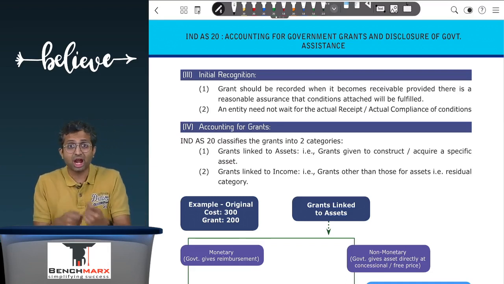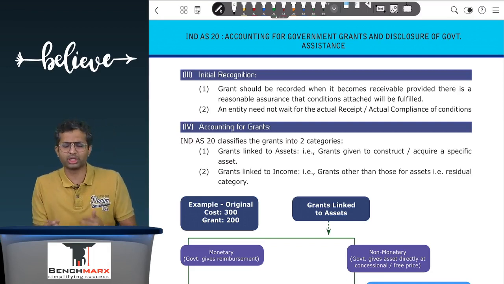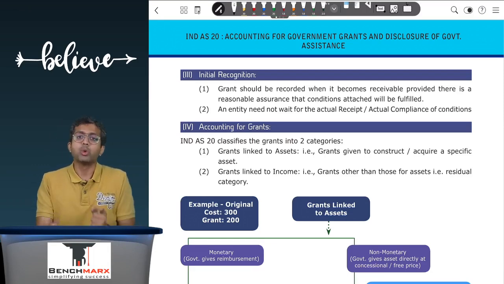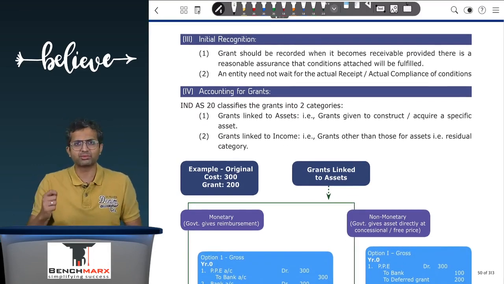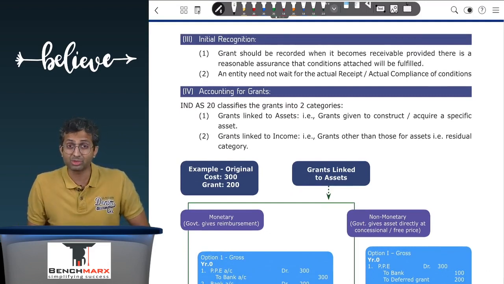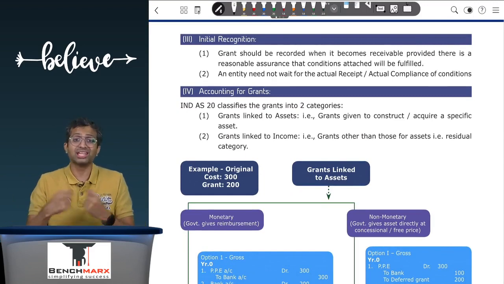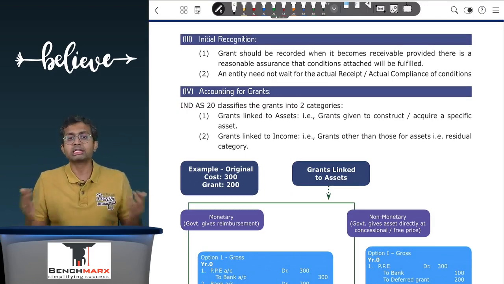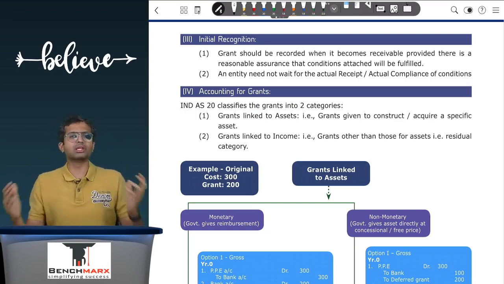So if it's a grant which is linked to the acquisition of an asset, which can be either a monetary grant or a non-monetary grant, like there may be an asset worth 300 rupees where the government gives you a grant of 200 rupees in the form of a reimbursement. So you buy an asset worth 300 and the government gives you a 200 reimbursement. That is a grant in money value terms, so that is a monetary grant. On the other hand, if the government directly gives you the asset worth 300 at a concession price of 100, this is like a non-monetary grant. The accounting for a monetary or non-monetary grant ultimately remains the same.